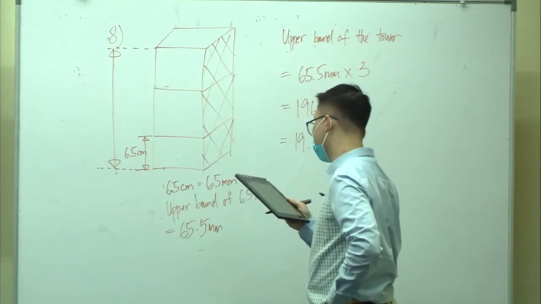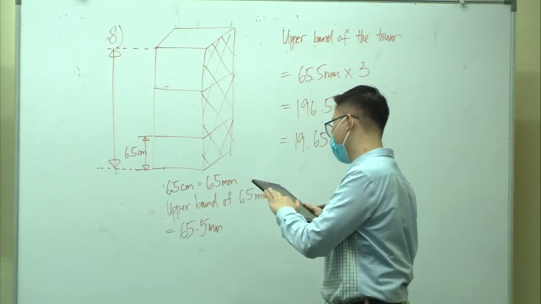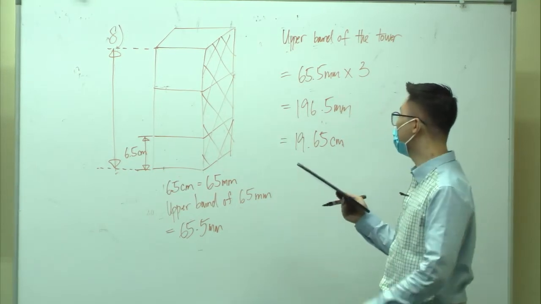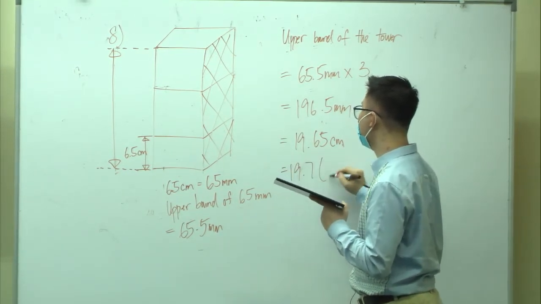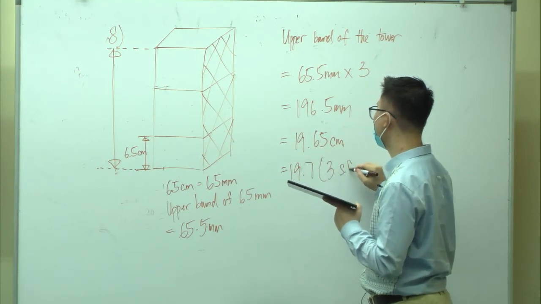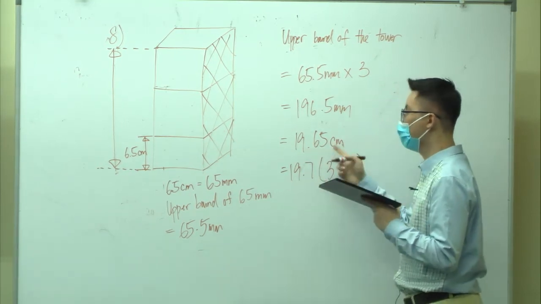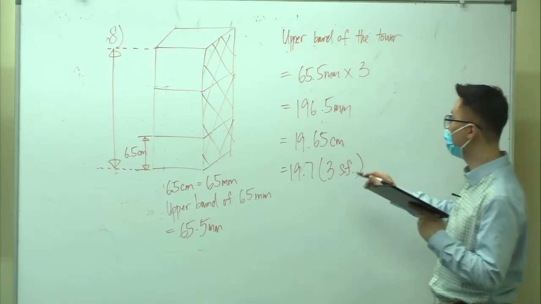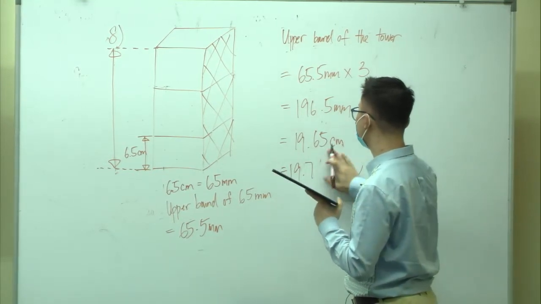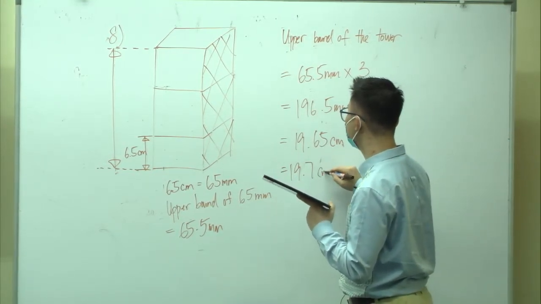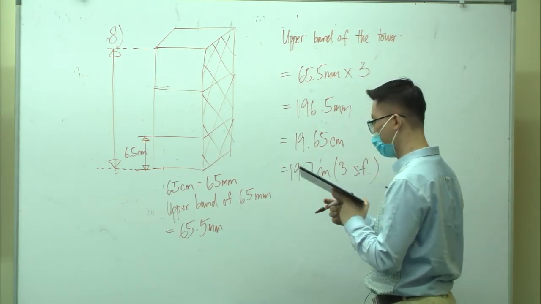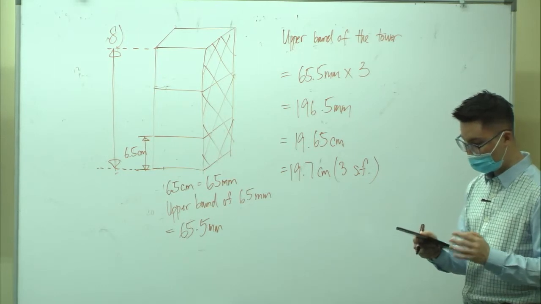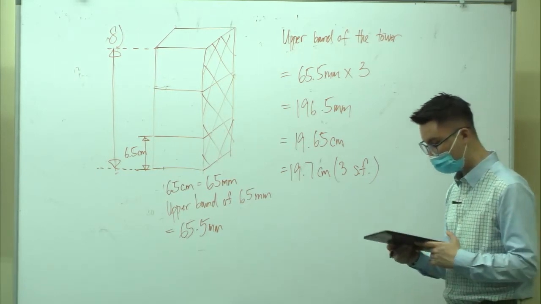You can correct it to 3SF. That will be 19.7 cm in 3SF. These two answers are accepted. Now we go to question 9.